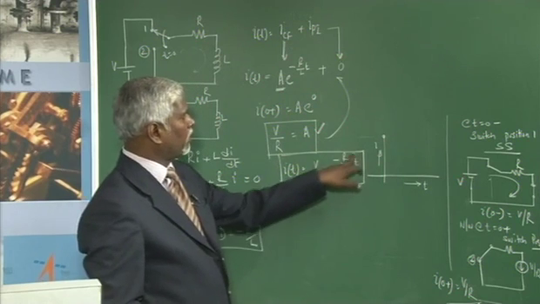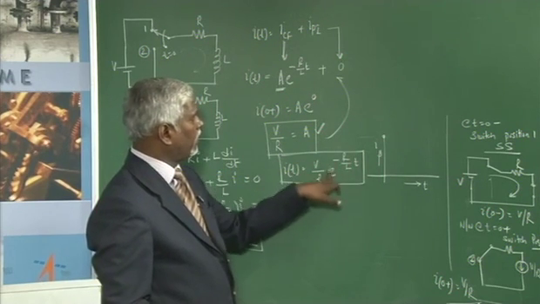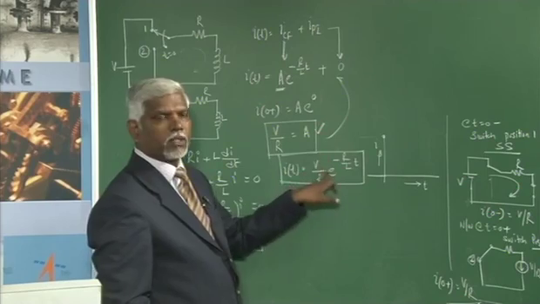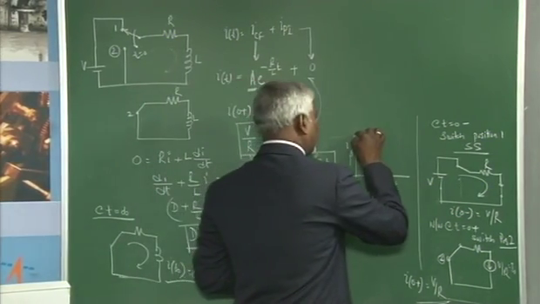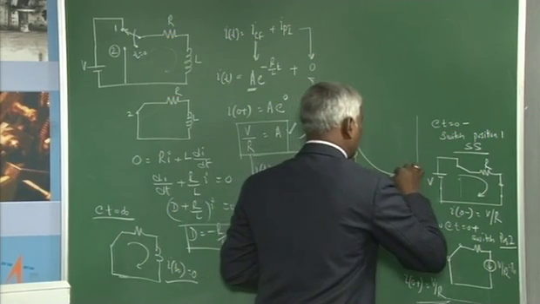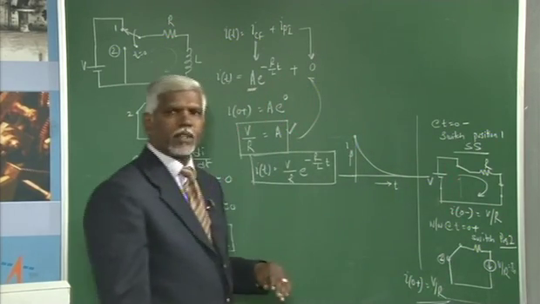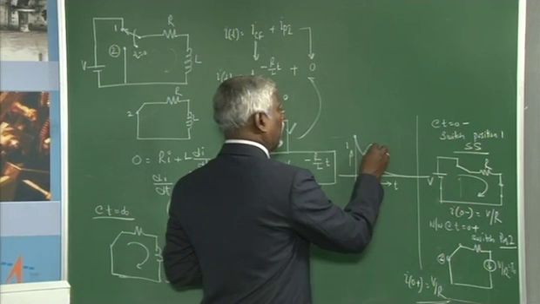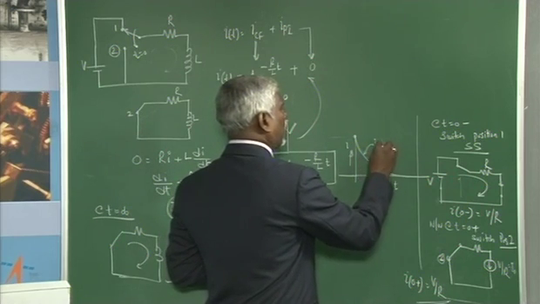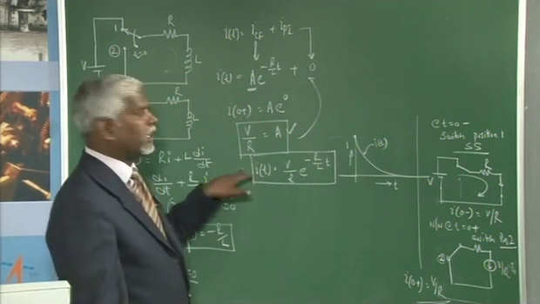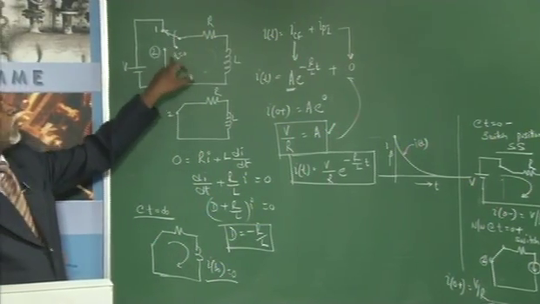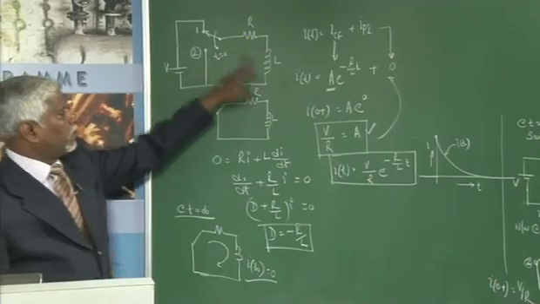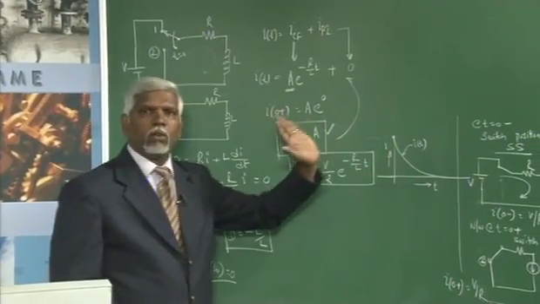It starts at V by R. At t equal to 0 this becomes 1, giving V by R; at t equal to infinity this term becomes 0, therefore the current dies down to 0. So, the current gradually exponentially decays to 0. This current I of t is what we obtained for an RL circuit of type 2. When the switch is moved from 1 to 2, the current in this loop gradually reduces to 0.